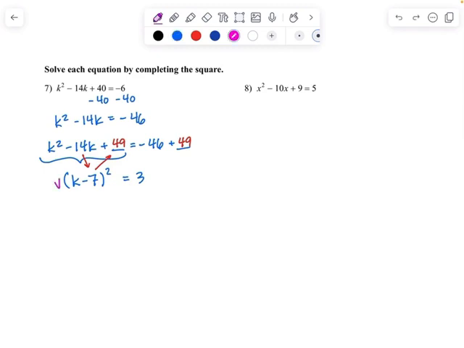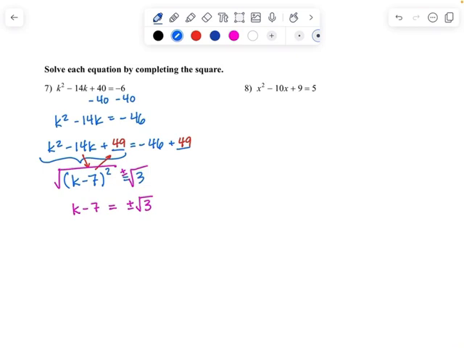So when I take the square root of the left-hand side here, I'm going to get just k minus 7, right? The radical negates the power of 2 that I had. On the right-hand side, I'm going to take the square root of 3. And remember, since that's a number, I need a positive and a negative root of 3. So I'm now at this stage in my equation. K minus 7 equals plus or minus the square root of 3.